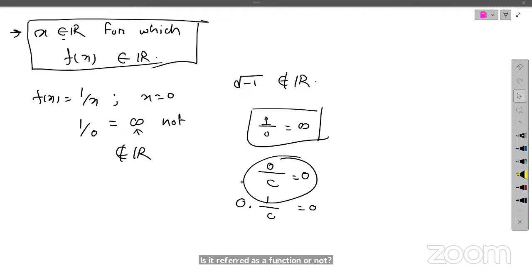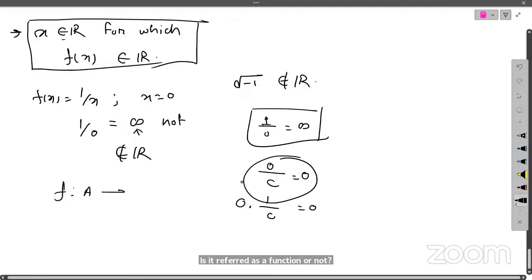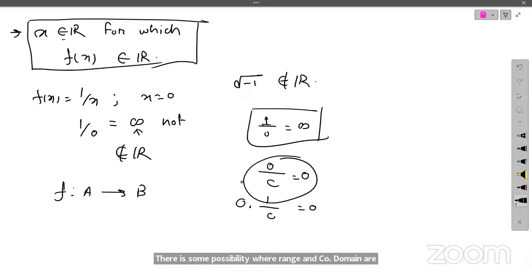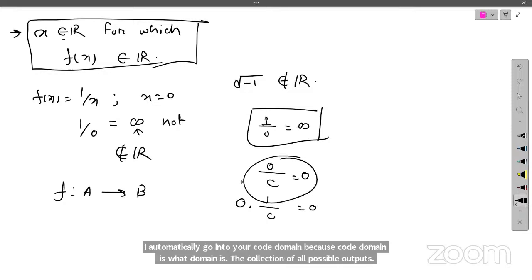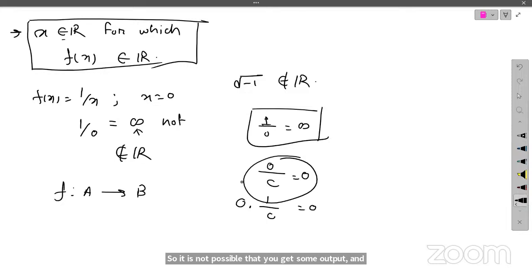If you have a function from A to B, then B is the codomain, but there is some possibility where range and codomain are the same, so that will be a function. If I get an output other than the codomain, is it considered a function or not? No, because that cannot happen. Whatever output you get automatically goes into your codomain, because the codomain is the collection of all possible outputs. So it is not possible that you get some output which is not in the codomain. That can never happen. Okay, thank you.